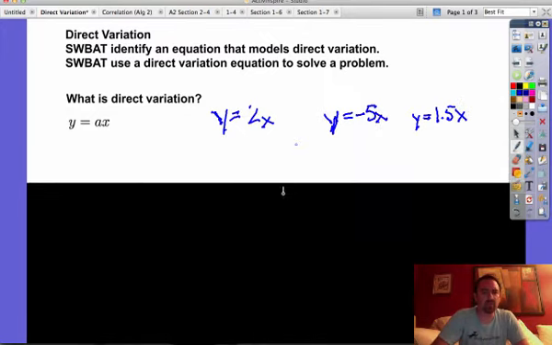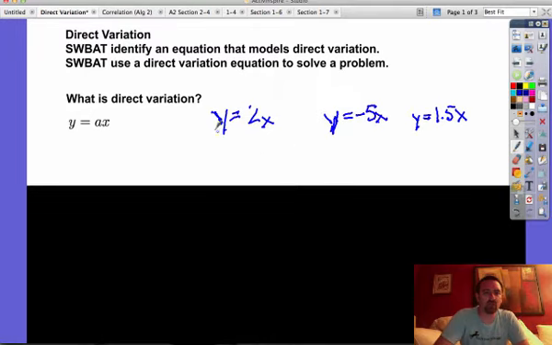Now, really, what are these? They're lines, right? y equals 2x is a line of the form y equals mx plus b, where b is equal to 0. Really, what is this? It's nothing more than a line that goes through the origin. So every direct variation equation has a shape like this. Boom, right through the origin.